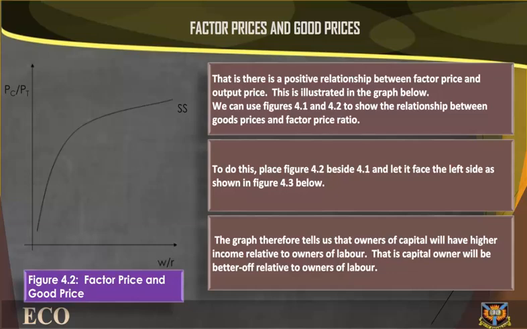We can use figures 4.1 and 4.2 to show the relationship between goods prices and factor price ratio. To do this, place figure 4.2 beside 4.1 and let it face the left side, as shown in figure 4.3 below. The graph therefore tells us that owners of capital will have higher income relative to owners of labor. That is, the capital owner will be better off relative to owners of labor.